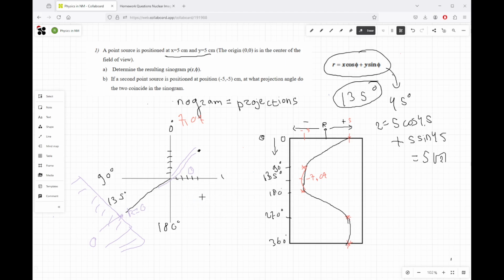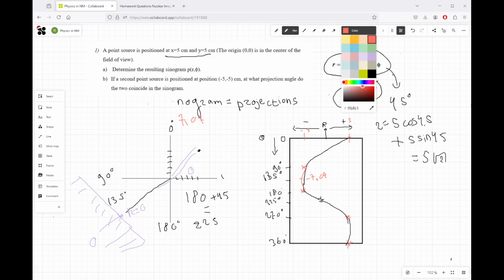Because 180 plus 45 equals 225. So somewhere around here, 225, we will get a 0 mark, which is roughly around there. So this is how you should use projections. This is how you should use that equation. So be very careful when you use this equation.